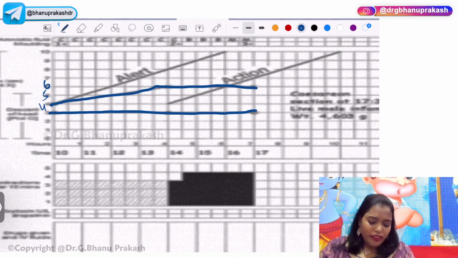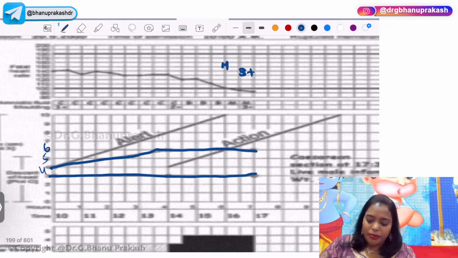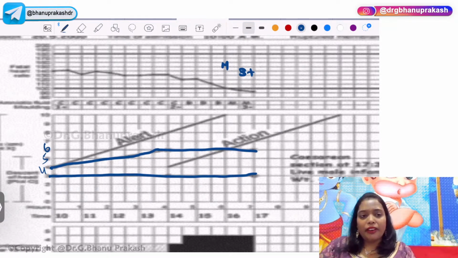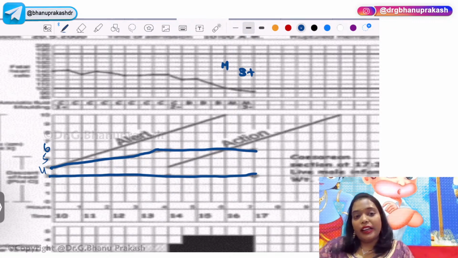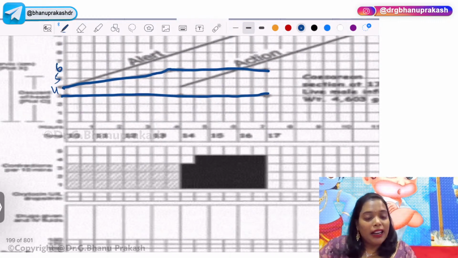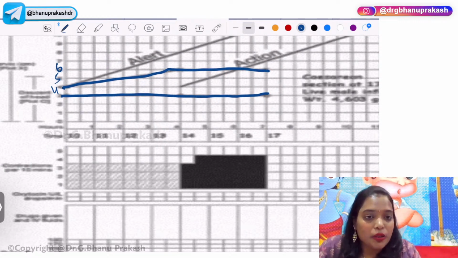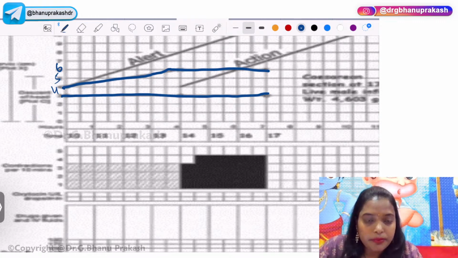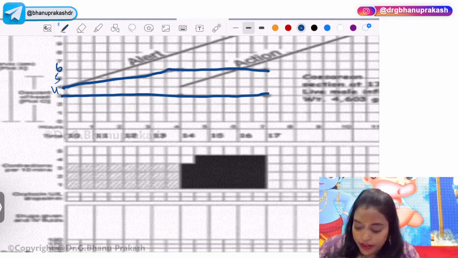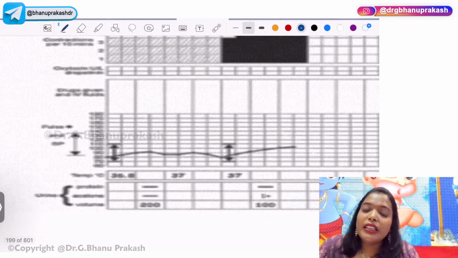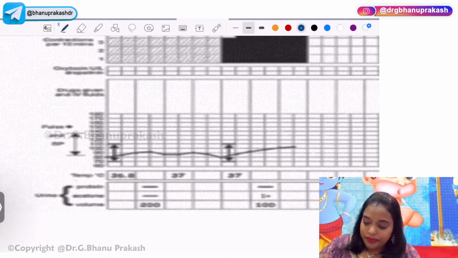So partogram is not very difficult. The first half is important. Where is the fetal heart rate? If it is between 110 and 160, then it is fine. Is meconium present or not? How much is the molding? Right? Is it before the action-alert line, did it cross the alert line or the action line? How is the descent? How many contractions are there? These are some of the points which you have to see. That's all. Okay, guys? Right.